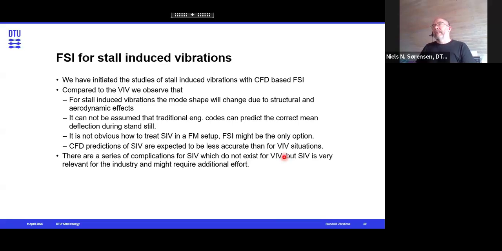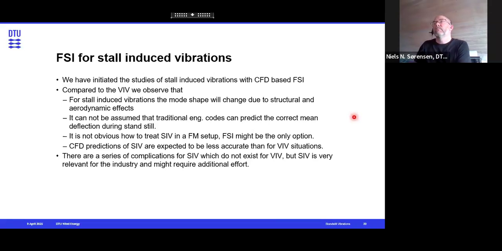Following up on that, where we can use the forced motion to predict the time history of the amplitude development, if we go to stall-induced vibrations, then the structural modes and the aeroelastic modes start to deviate, and then the forced motion approach is probably no longer valid. We can also suspect that traditional engineering codes will have a hard time predicting the correct mean deflection of blades during standstill.